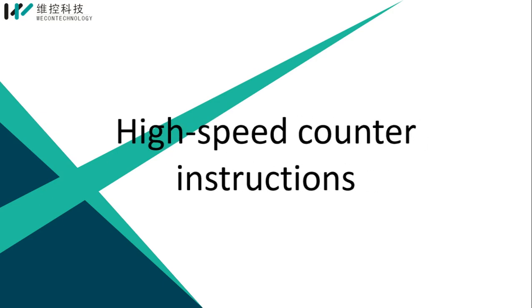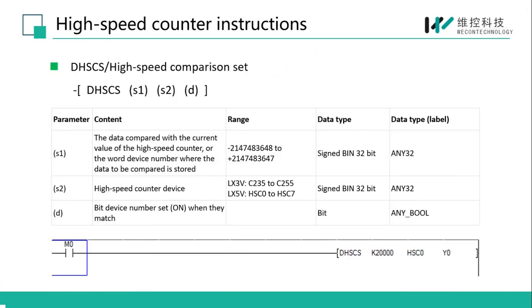Let's move on to some high-speed counter related instructions. The first instruction is comparison set. This instruction is used when the value of the high-speed counter is equal to the value we preset, and then it triggers the register and the relay we set here.